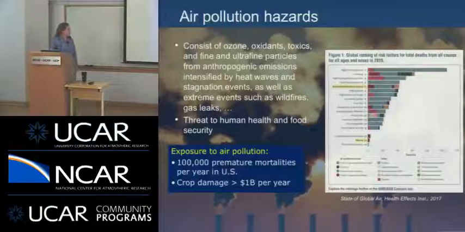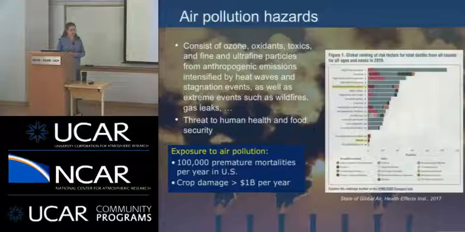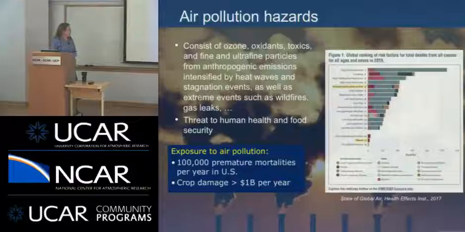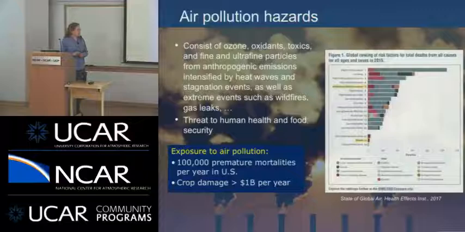So air pollution hazards consist of ozone, oxidants, various toxics, fine and ultrafine particles, and they primarily come from anthropogenic emissions and are often intensified by heat waves and stagnation events, as well as extreme events such as wildfires and gas leaks. And ozone and particulates are particularly a threat to human health and to food security.